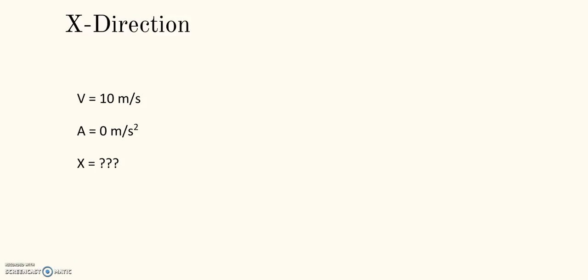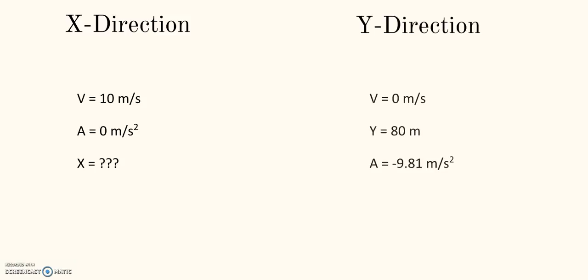In the y direction, we know that the original velocity is 0, the height is 80 meters, and the acceleration is negative 9.81 meters per second squared because it is accelerating towards the ground.